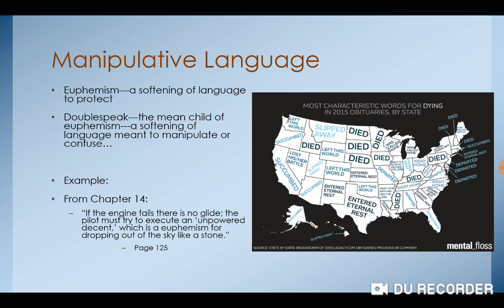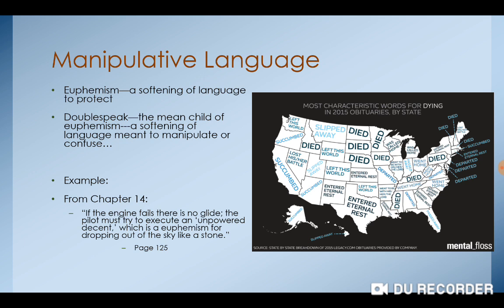Now, I do have an example from Monkey God, but again, I don't think you'll find many more as you go through the chapter. This is from chapter 14. If the engine fails, there is no glide. The pilot must try to execute an unpowered descent, which is a euphemism for dropping out of the sky like a stone. Now, you can imagine if you're on an airplane and the pilot comes over the loudspeaker and says, flight attendants, please prepare for an unpowered descent.